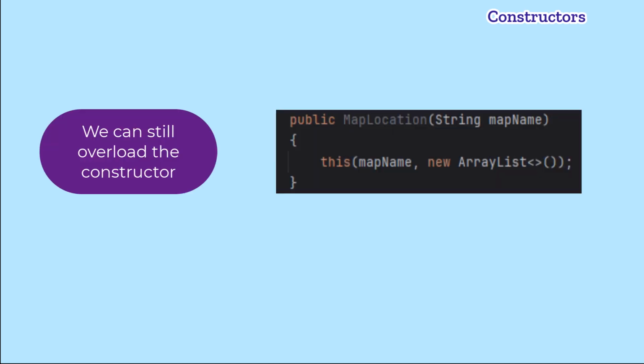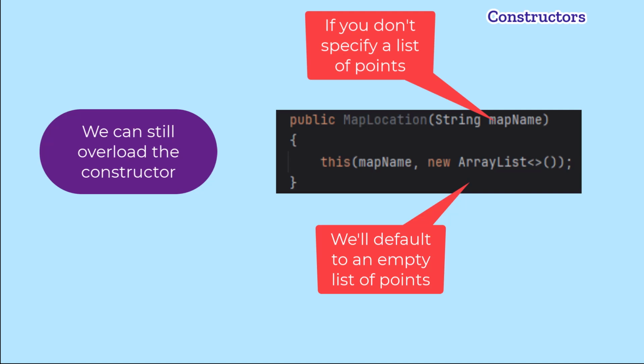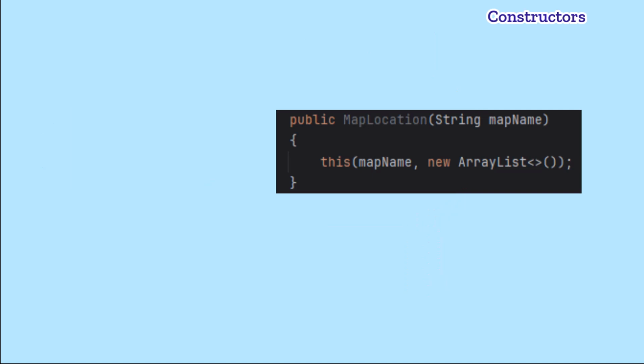One last thing about constructors. You can overload the constructor just like you can in standard classes. And just like in standard classes, you have to call the canonical constructor from every other constructor.